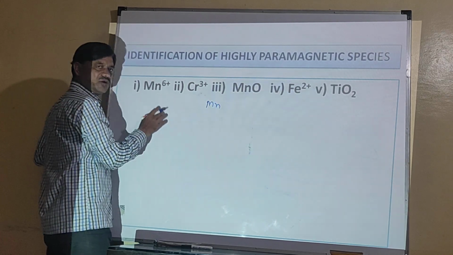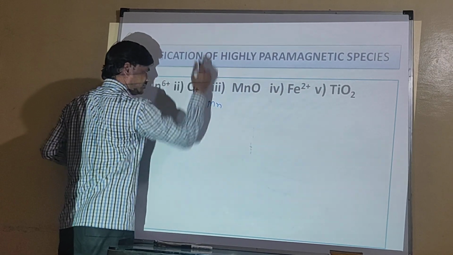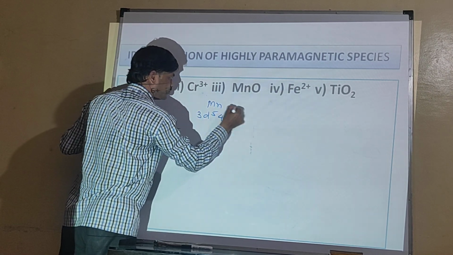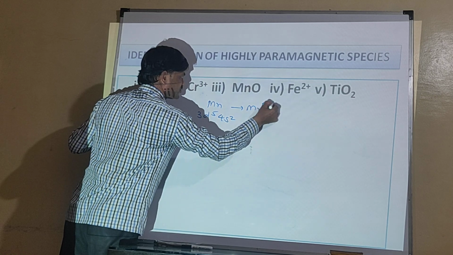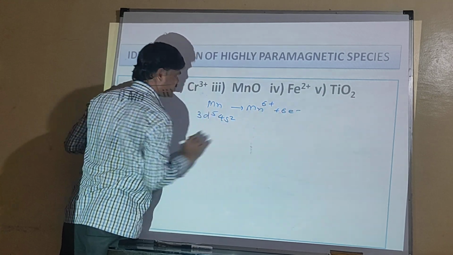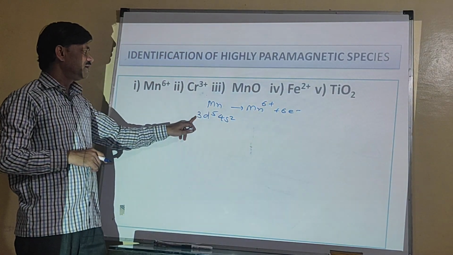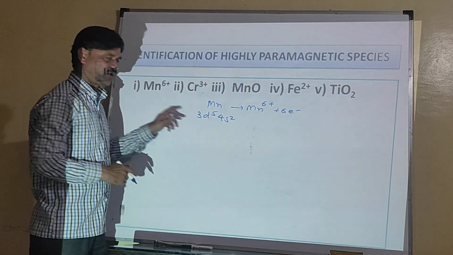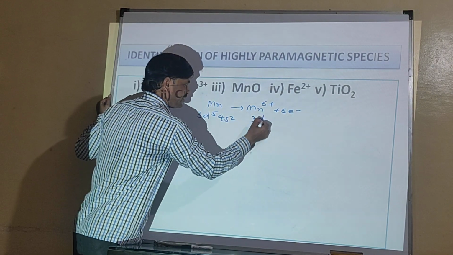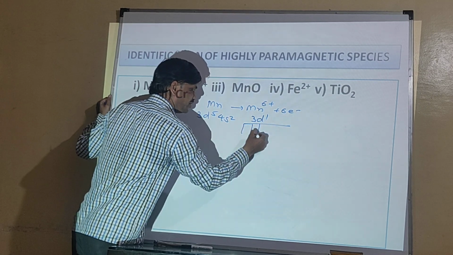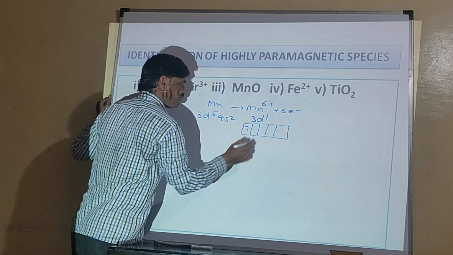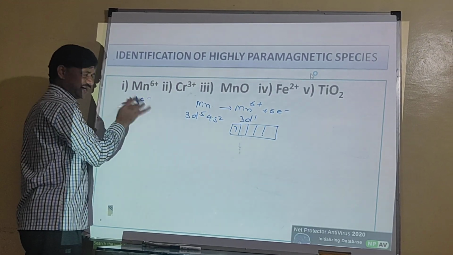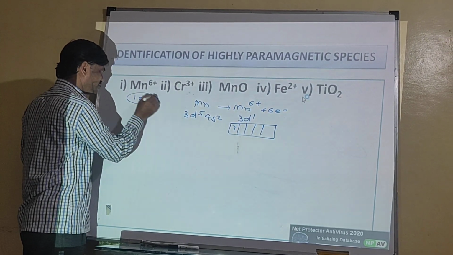What about unpaired electrons in Mn plus 6? Check this one. This is 3d5 4s2. What charge do we require here? Plus 6. So there should be a loss of 6 electrons. Now 4s2, 2 electrons from 4s, remaining 4 electrons from 3d. So what are you getting here? 3d1. What does 3d1 indicate? Only one unpaired electron. So what can we write? One unpaired electron. Just focus on this value.